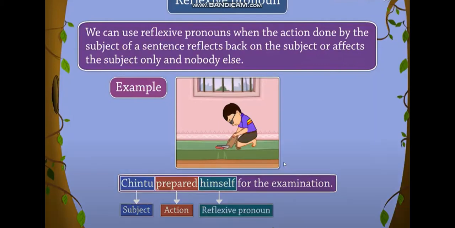Look students, Chintu prepared himself for the exam. Chintu prepared, but whom did Chintu prepare? Chintu prepared his friend? Chintu prepared his little brother? No, Chintu prepared himself. So here it refers to Chintu only. Therefore himself is being used, and himself is a reflexive pronoun. Why is himself used? Because Chintu is in the singular form.